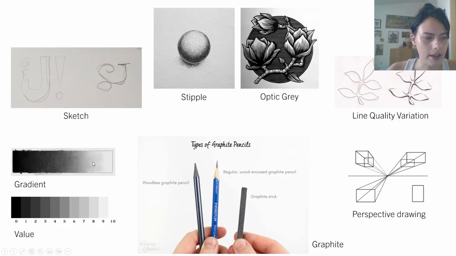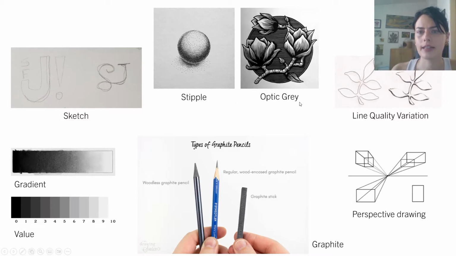You can see gradient is that really smooth transition in value. Whereas value is the idea of the range of light to dark, or for example, if I'm talking about a specific artwork that has a lot of darkness to it, I could just say, oh, this artwork has a lot of really dark values and not very many light values. So that's the idea of what value means in art. Stipple is creating value with dots.